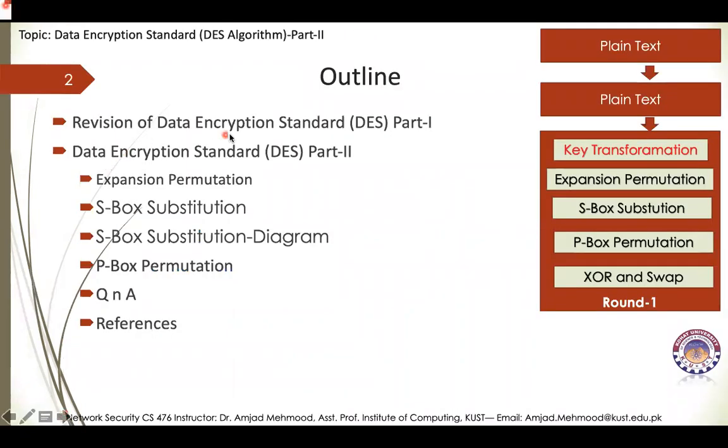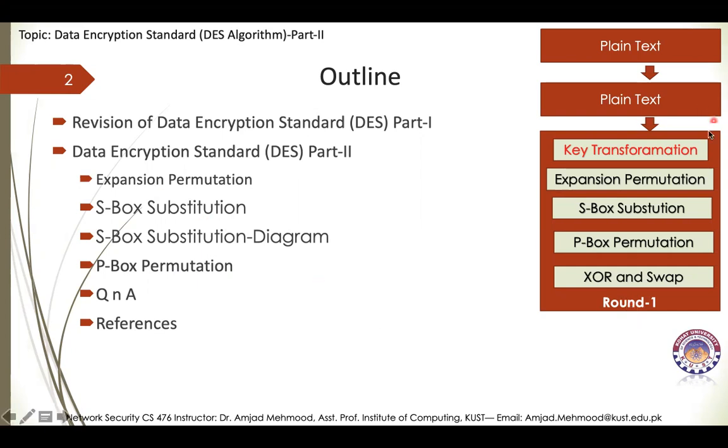So let's get started with the outline. First we will be revising Data Encryption Standard part 1, which we covered in our previous lecture. And today's topic is Data Encryption Standard part 2. In today's lecture, we will be covering expansion permutation. Actually, these are the part of round 1. As I mentioned, DES consists of 16 rounds, so we will be explaining one round in detail, and the rest of the rounds are the same. If you understand the working of round 1, you will be able to understand the whole working of DES.